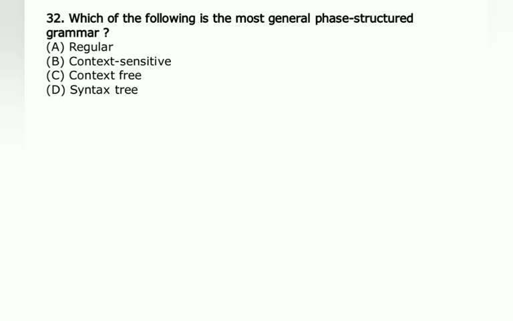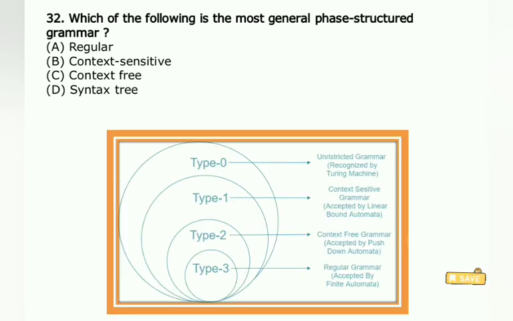Next. Which of the following is the most general phrase structured grammar? Regular, context sensitive, context free and syntax free. So here, if you consider the picture, type 0 is a Turing machine, that is unrestricted grammar. Type 1 is supporting context sensitive grammar accepted by the machine linear bounded automata, and type 2 is accepted by context free grammar, that is a pushdown automata machine.